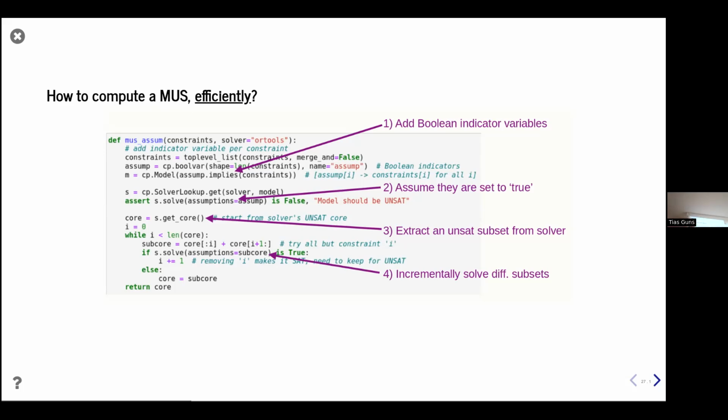And then the second one is that if you call your solver again, you're going to give it different subsets of these assumption variables. And if the solver is smart about it, then it will actually be able to reuse information from its previous solve calls. So it becomes incremental, and each of these solves will be much easier. And that is why the time is so low.